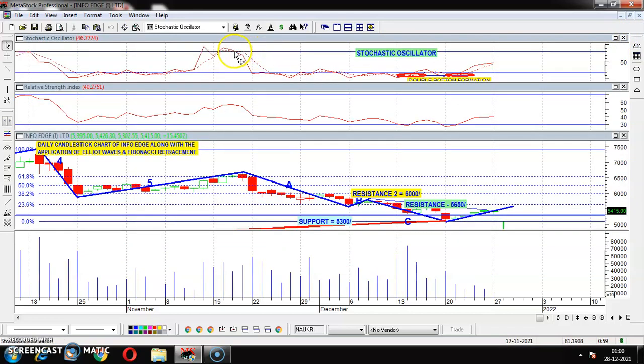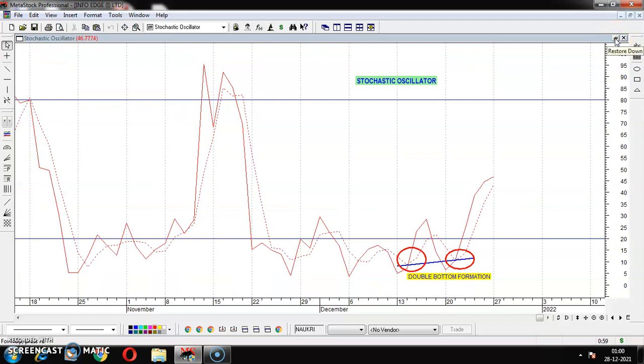Did the stochastic just cross from here, right? The stochastic crossed the dotted line from above. That's why there is selling in the big bearish candle. You see, then the market came down, right? So this is a very important oscillator. A lot of traders are using this particular thing.